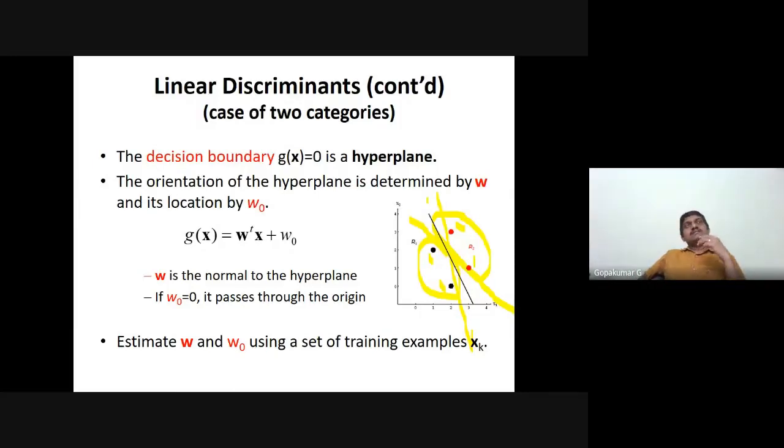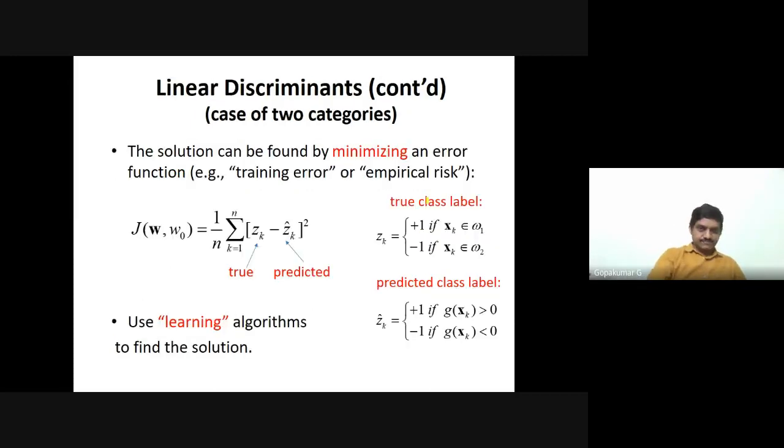Sometimes we call it the generalization error, because these are specific points that are given, but our ultimate aim is to find a line that will generalize even to the points that can come in future. So that the error in classification is minimized. That is the idea behind the training process.